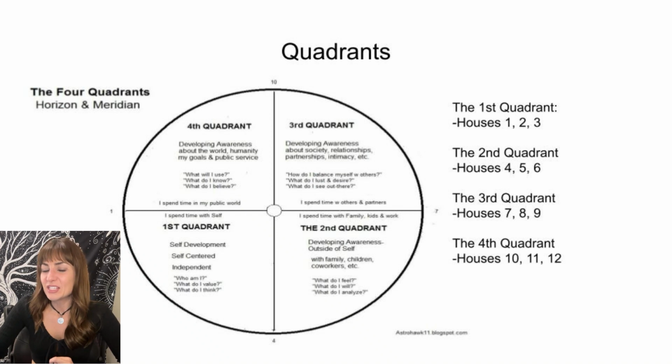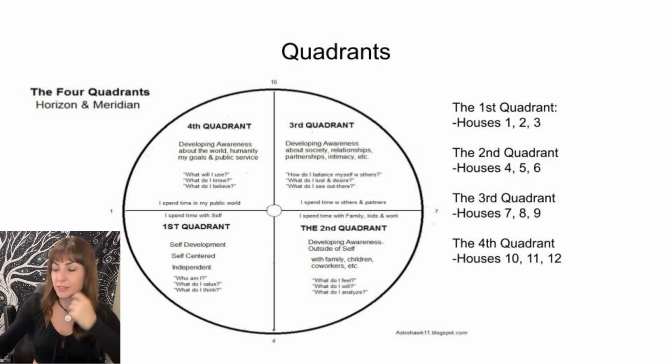So now you guys know how to pull up a chart. We're going to talk about the basic layout of quadrants, hemispheres, angles, personal planets. I'm going to make this make sense. Okay, so on your first, it will be slide number 2. On the second slide, we're going to talk about quadrants.